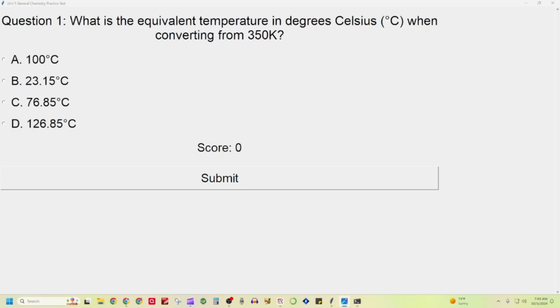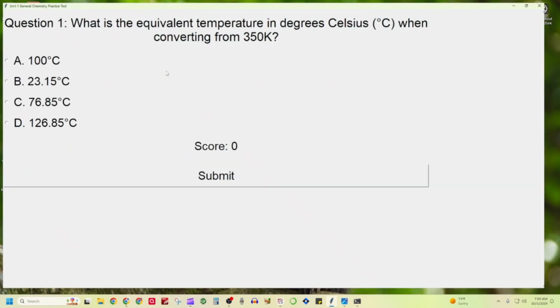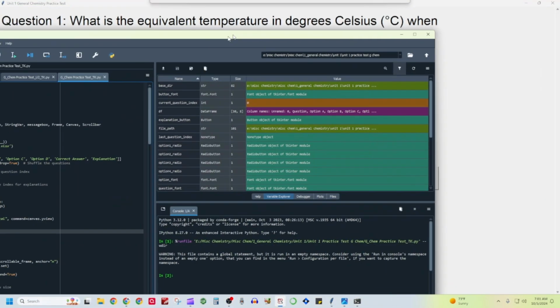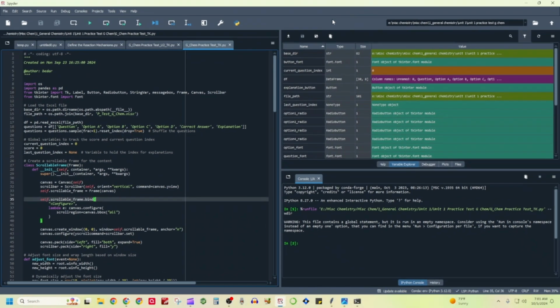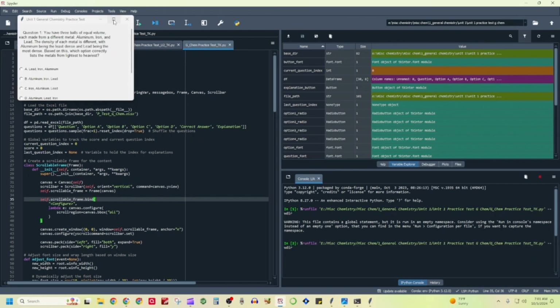Hello and welcome to the Unit 1 General Chemistry Practice Test on Measurements in Matter. If you're wondering why this looks like a 3-year-old coded it, it's because I used ChatGPT to help out with it. It is resizable. I used the Spyder application to create this, and I'll include the Python file in the download if you want.